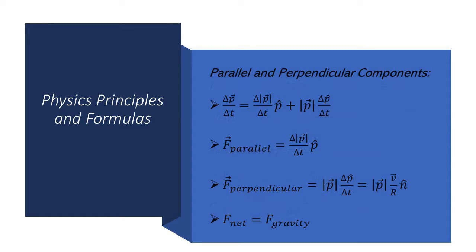These formulas go a little bit more in depth and show you different ways to calculate. As you can see in the first one, the change of momentum, and it shows you the relationship between net force and its parallel and perpendicular components and changes in momentum. The last formula is just showing that the net force acting on this lab is gravity, because we are assuming that the only force acting on the object, being the star, is the force of gravity.